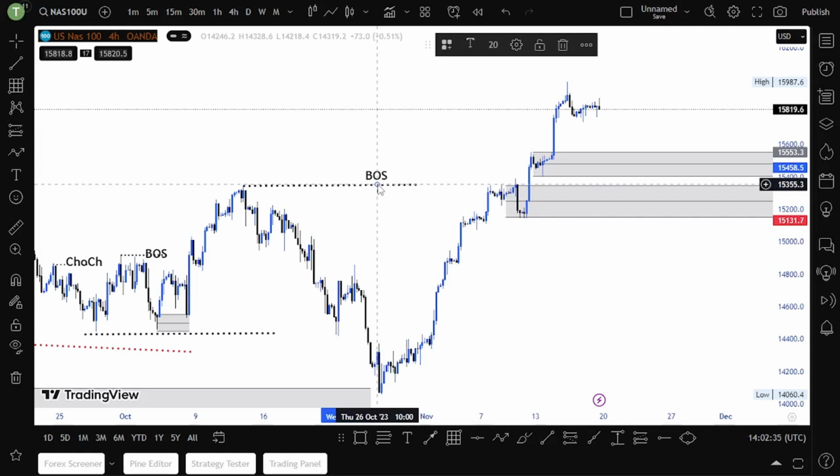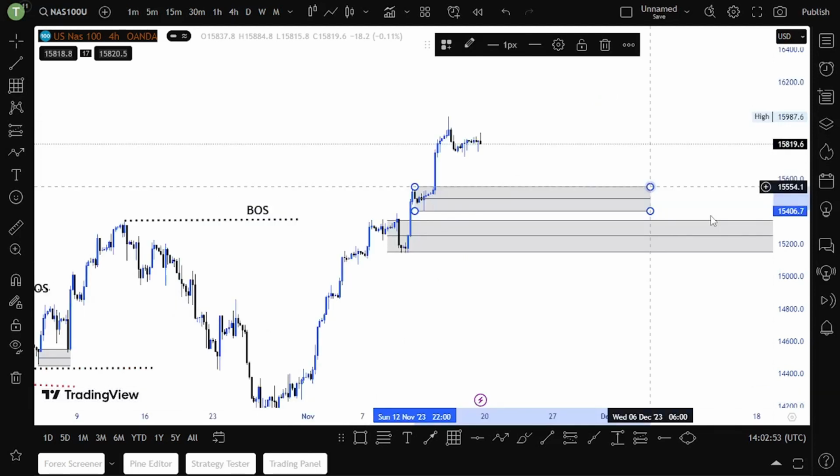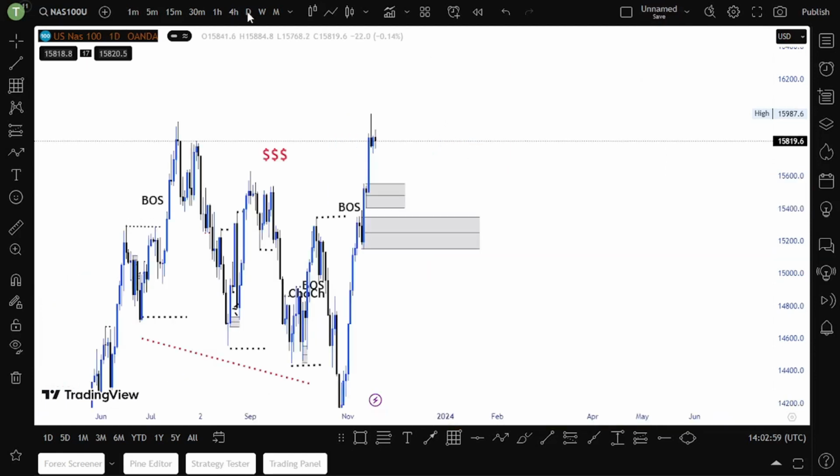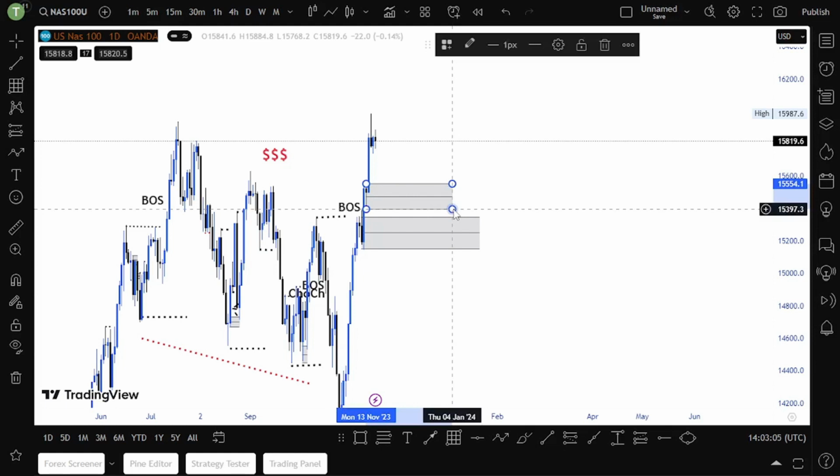Where is Nasdaq going to pull back? But we have two demand zones. We have this first demand zone, and we have the second demand zone. So let me just quickly go on daily. Now checking on daily here, it's quite clear here, guys, as you can see here.